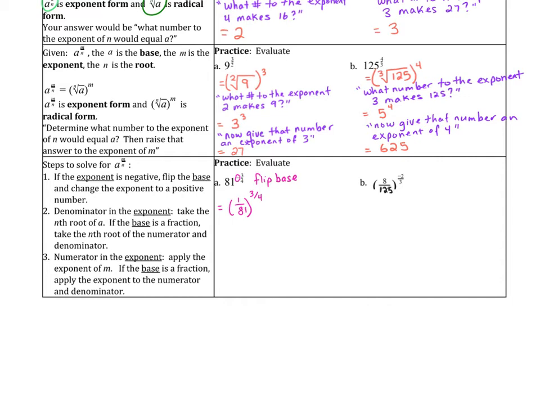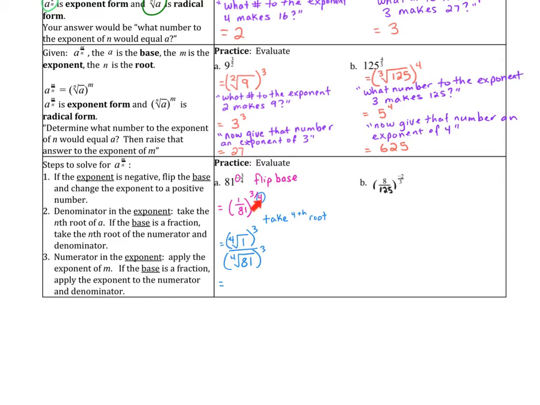The second thing you're going to do is the root, which is the denominator. So now you're going to take the fourth root. If you want, you can put it into radical form. Again, you don't have to. But then after that, it'll get an exponent of 3. Some people will just do this part in their head.